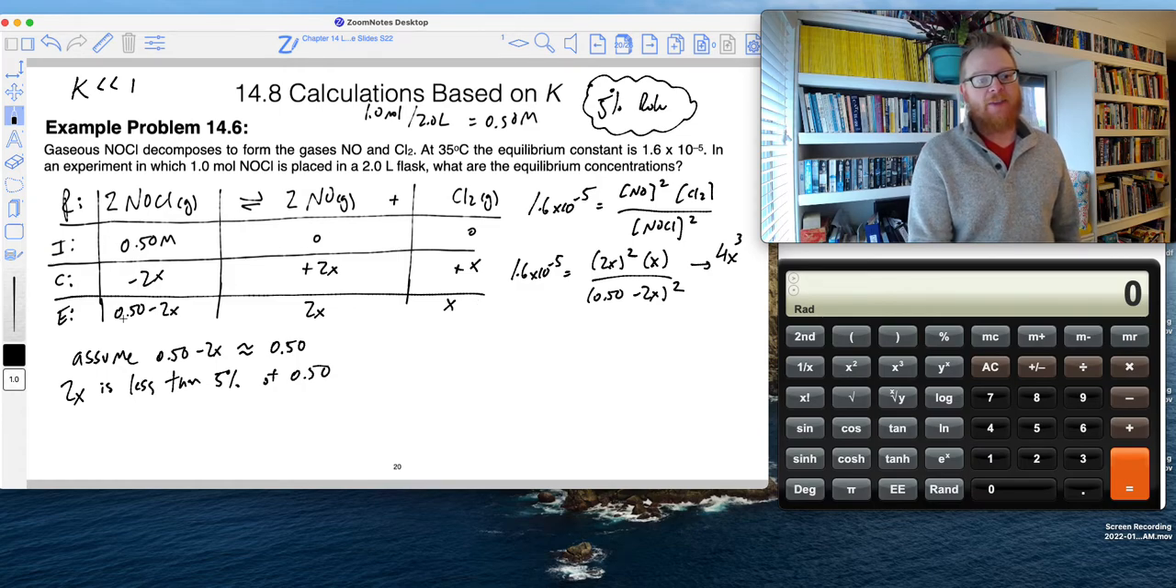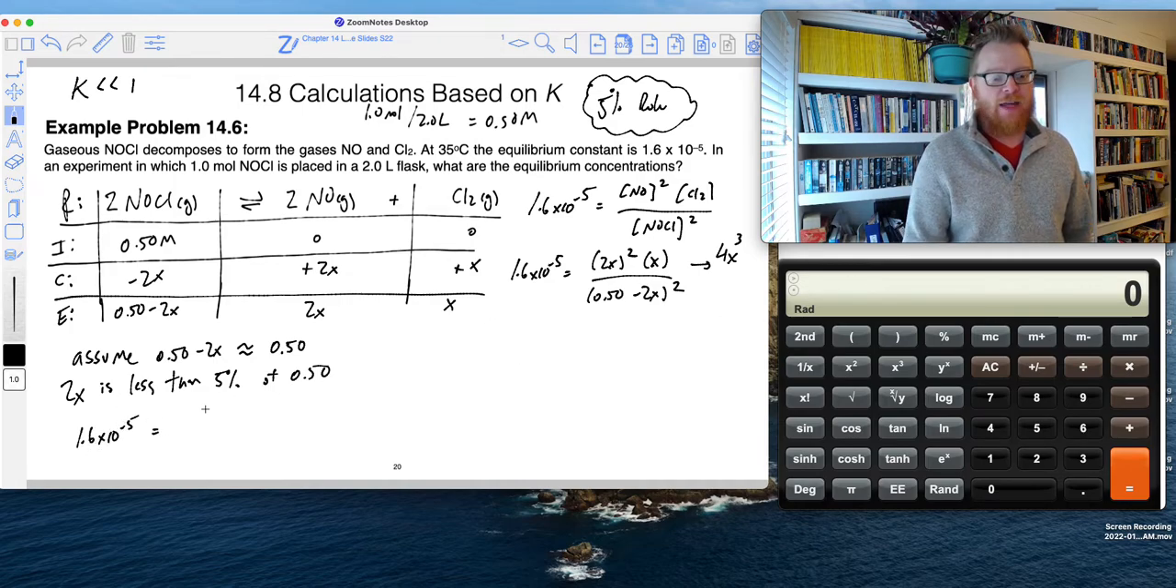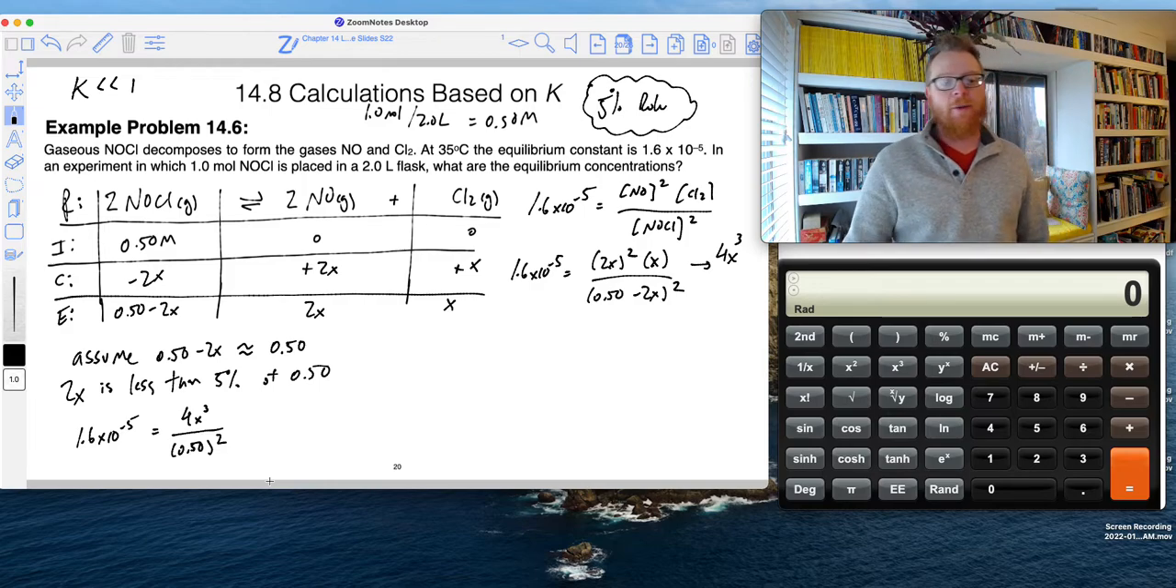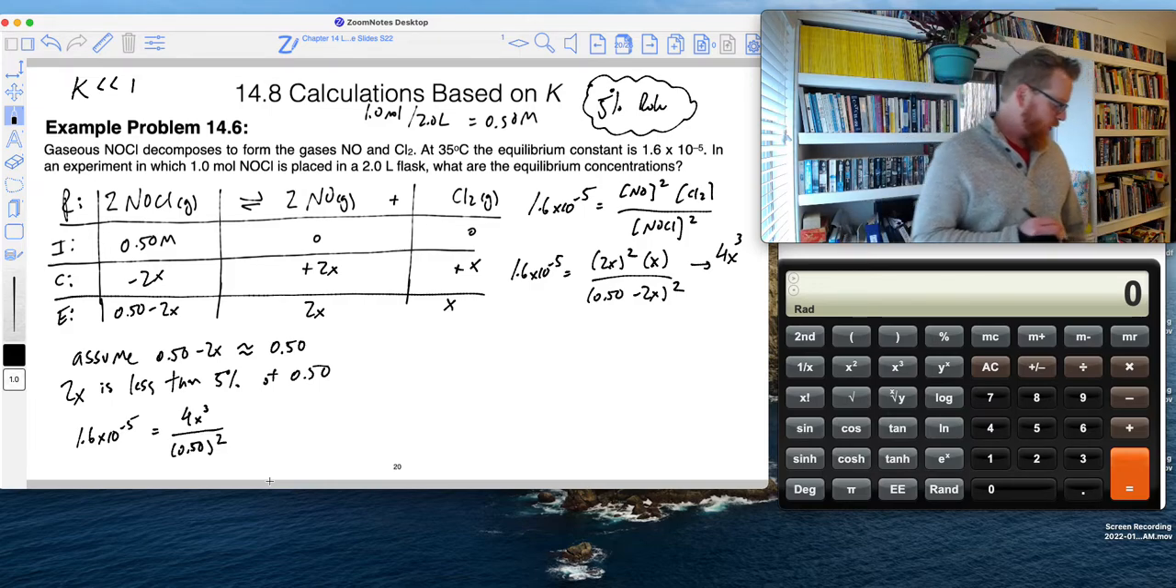When we set up this equilibrium, if our change is less than 5% of the initial value, then we can ignore it. So now what that means is when we're going to solve this, 1.60 times 10 to the minus 5 is going to equal 4x cubed. I got that from saying 2x all squared, which becomes 4x squared, times x gives me 4x cubed. But now this is just going to be divided by 0.50 squared, and this is really easy to solve, right?